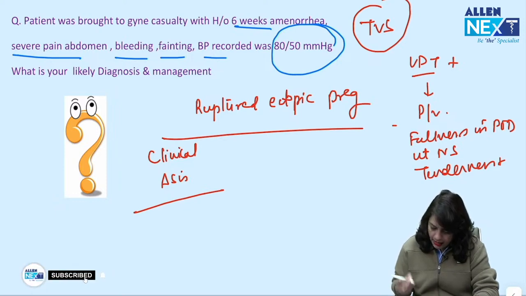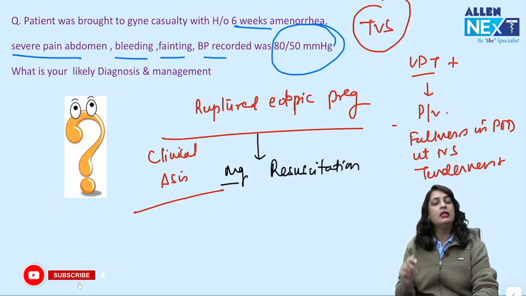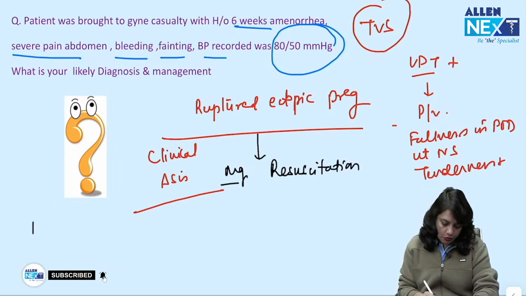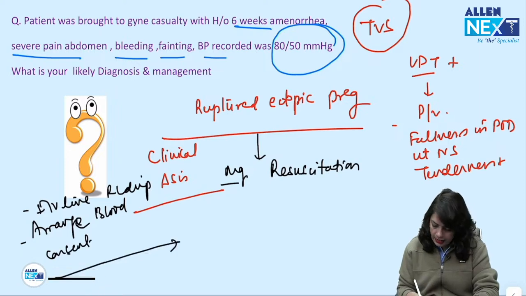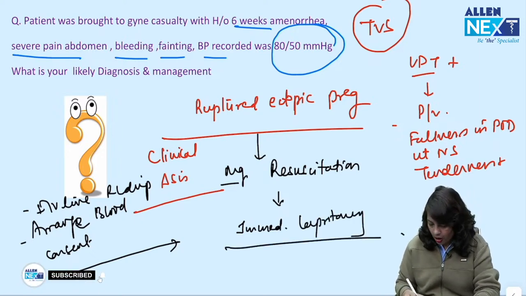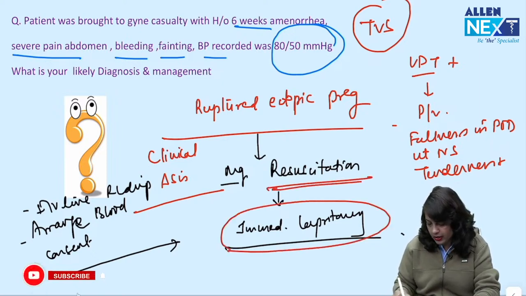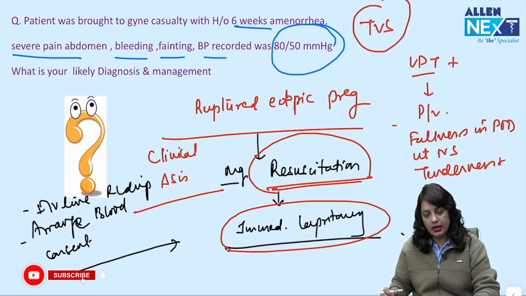Now, what is your management in this case? Management in this case is always, first line is resuscitation. Revive the patient from shock, start the IV line, take the blood sample. You have to arrange blood, start ringer lactate drip, take the consent and shift towards immediate laparotomy. Because when it is a ruptured ectopic pregnancy, there is no wait and watch, there is no second thought about sending the patient for a serial beta HCG because the patient's condition is unstable.